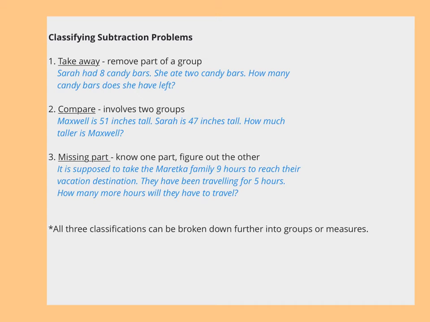So all 3 of these classifications can be broken down into groups. So in example 1, we have a group, and then in example 2 and 3, we have them written down as measures. We could also do comparisons of groups and comparisons of missing parts.